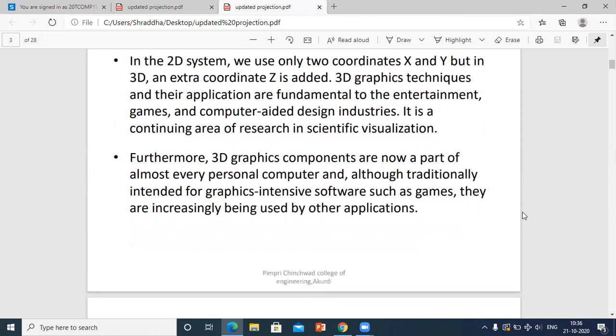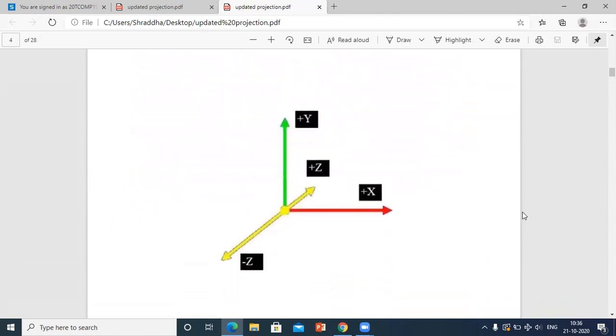Now, this is just a diagram that shows you how the 3D components or three-dimensional objects are implemented with the help of three axes. Which are these three axes? The X-axis is red, the green axis is the Y, and yellow is the Z axis.